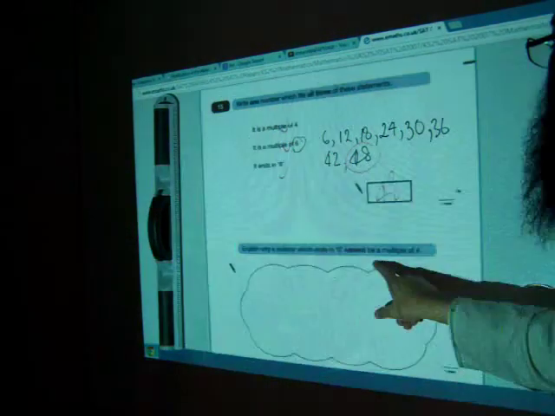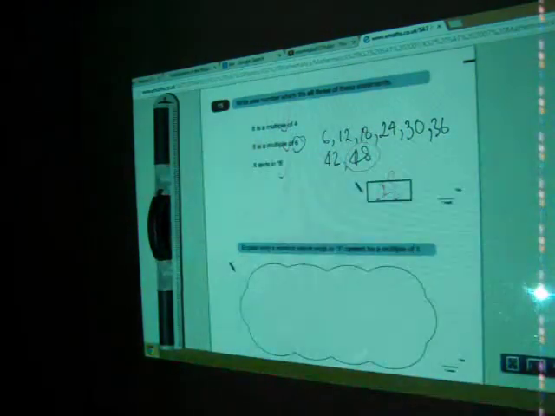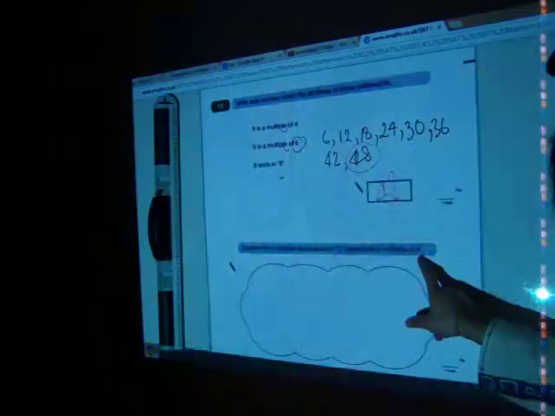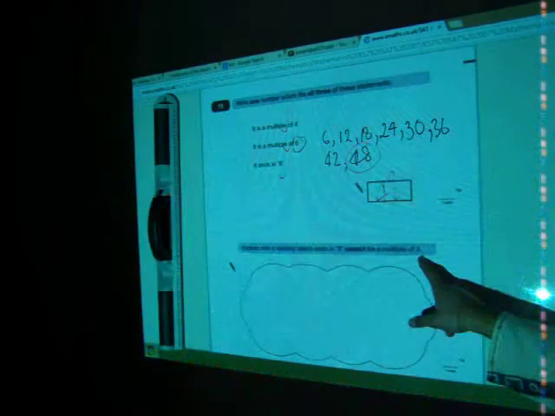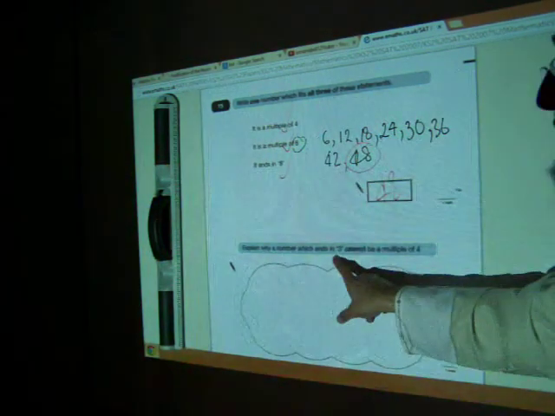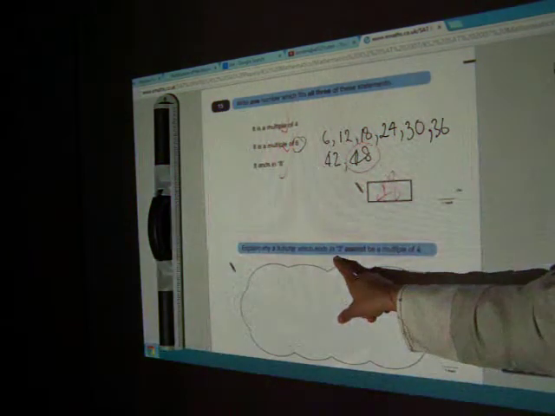Explain why a number which ends in a 3 cannot be a multiple of 4. Okay, what's 4 first of all? 4 is a, what type of number? Even number. And all its multiples are? Even. And a number that ends in a 3 will be? Odd. By definition it will be an odd number.